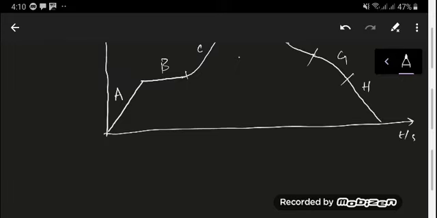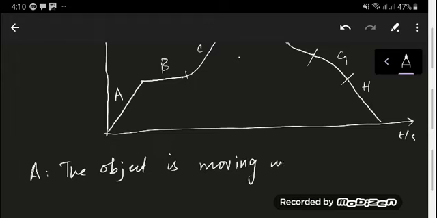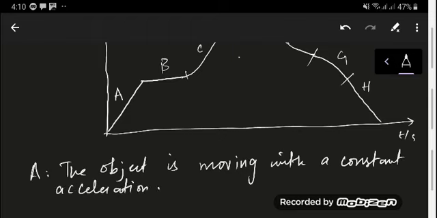So let's talk about point A. The object is moving with a constant acceleration. You see, this is a constant acceleration. This is not constant acceleration. So in part A, the object is moving with a constant acceleration. This is because the gradient is constant. It's constant positive.